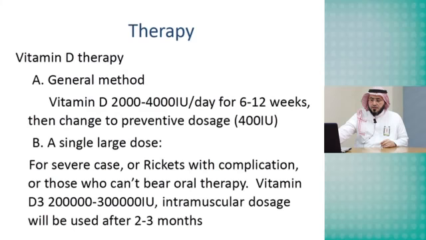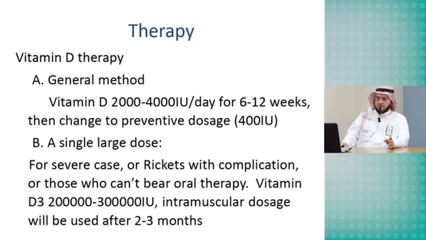By this we come to the end of the presentation, but before I finish, just to summarize: if you need to treat, it's different from prophylaxis. You give treatment from 2,000 to 5,000 and sometimes up to 4,000 international units per day, and the duration is from 6 to 12 weeks. If you want to give prophylaxis, minimum 400 units to 800 units.